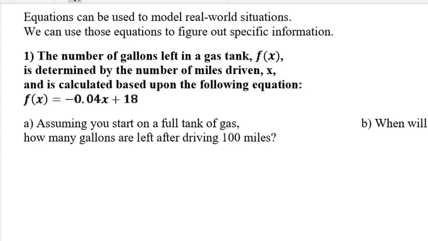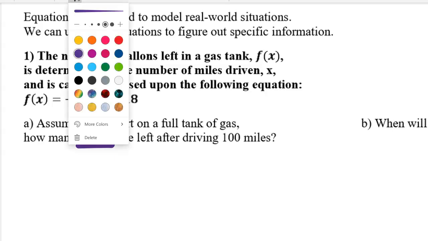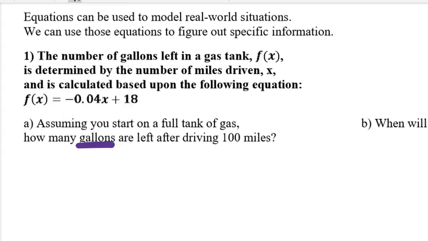Good. So we're looking for how many gallons are left. So gallons is which variable? X or f of x? X, right? So whenever you are reading a question, we want to identify what variable goes with what. Be careful. It says here the number of gallons left in a tank of gas in this particular paragraph is what variable again? Not X. Number of gallons left in the tank of gas is f of x. And then it went on and said it's determined by the number of miles driven, x. So what does x represent?